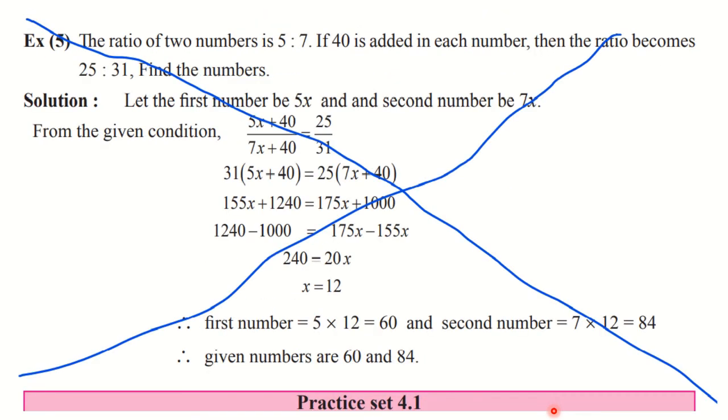Next time we will start with practice set 4.1. Now example number 5, just above practice set 4.1, is cancelled. For this year, this particular sum is not there. It will not be asked for evaluation. So take note of this change. In your textbook, put a mark with pencil that this sum is not there. You have to take note of all these things.